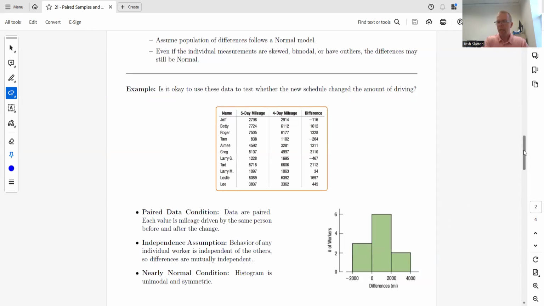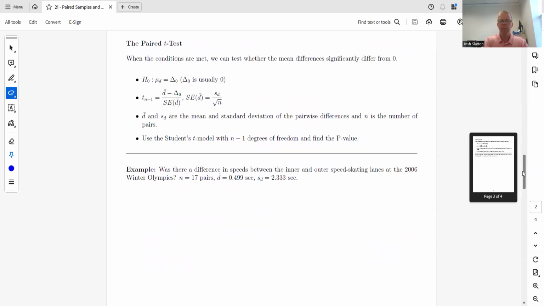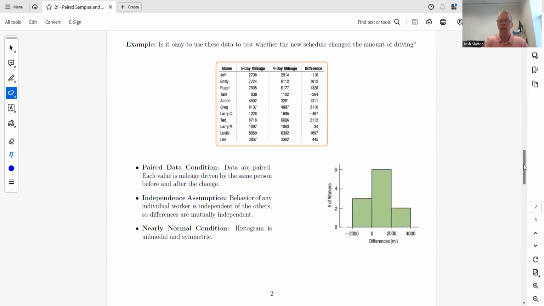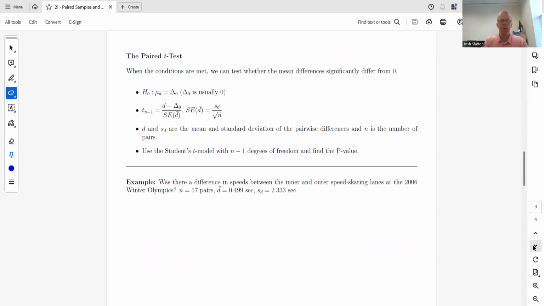So we'll be doing t-tests, and we'll be doing confidence intervals. And so I'll make sure to do examples of both. And so when the conditions are met, we can test whether the mean differences significantly differ from zero.